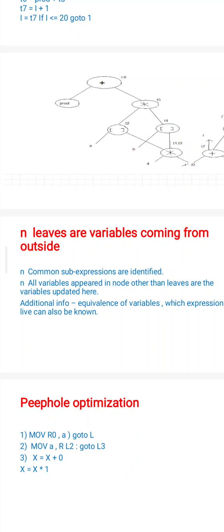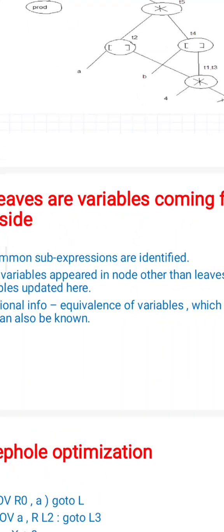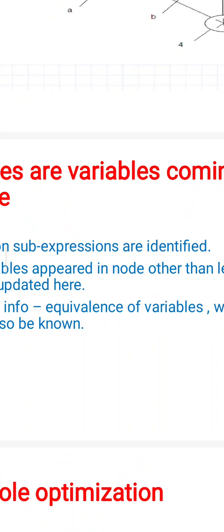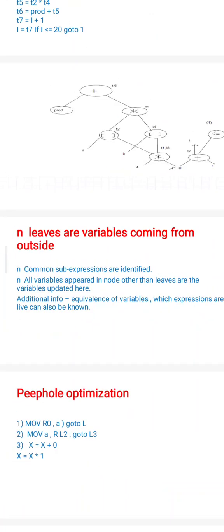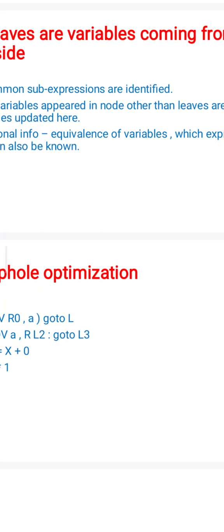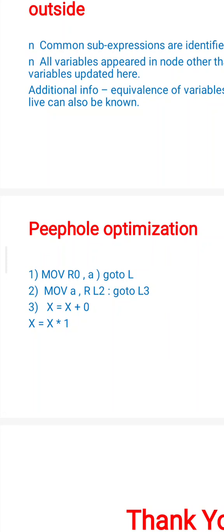The purpose of DAG construction is to find the common subexpressions and to decide which variable to give preference first. Likewise, which variables are currently live variables can easily be found from the DAG construction. See, peephole optimization, this is one more example.